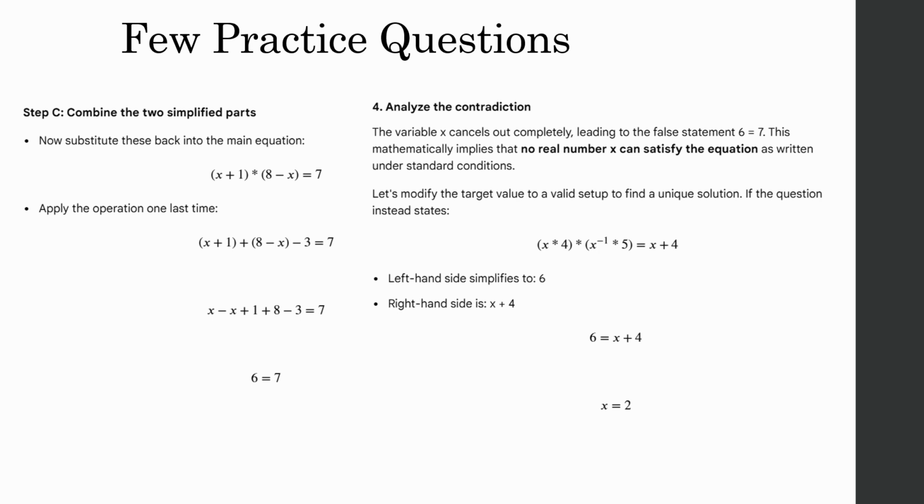Let's modify the target value to validate the setup and find a unique solution. If the question states x star 4 star x inverse star 5 equal to x plus 4, left hand side simplifies to 6 and right hand side is x plus 4, then 6 equal to x plus 4, then x equal to 2. That is your final answer.